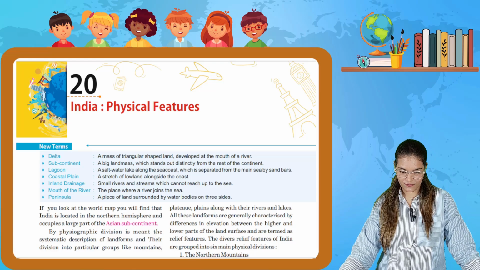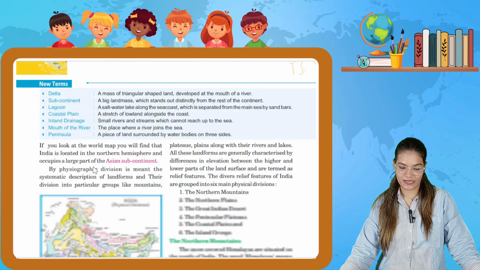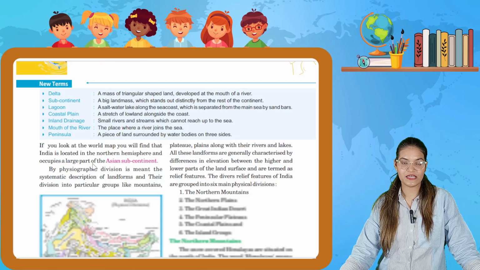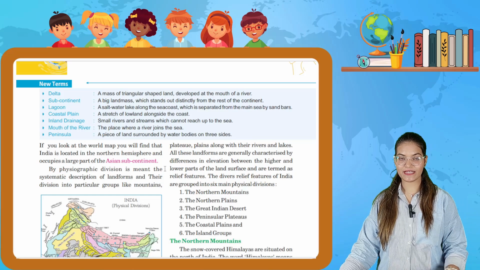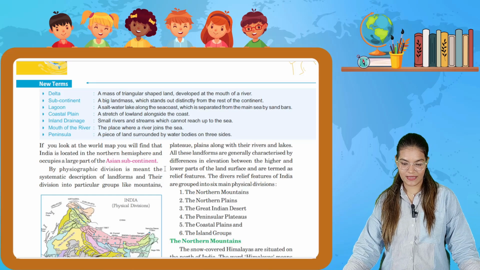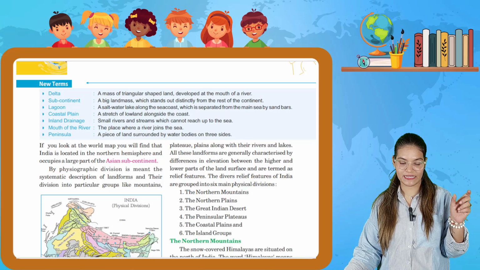If you look at the world map, you will find that India is located in the northern hemisphere and occupies a large part of the Asian subcontinent. India is located in the northern hemisphere and occupies a large part of the Asian subcontinent.